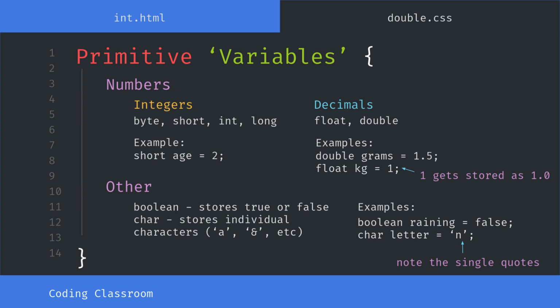Int. This is for whole numbers, like 5 or -100. Example, int age equals 25. Double. This stores numbers with decimal points. Example, double weight equals 65.5.